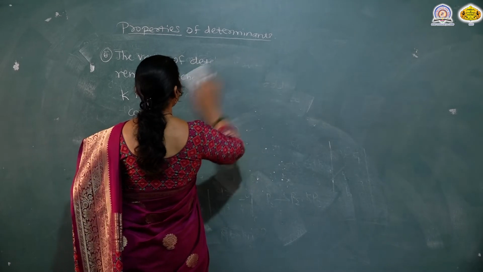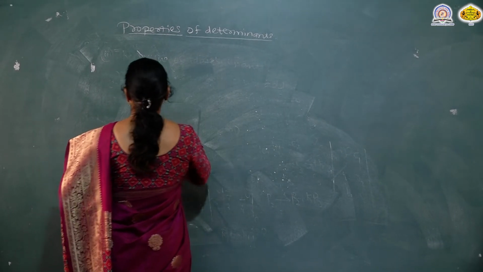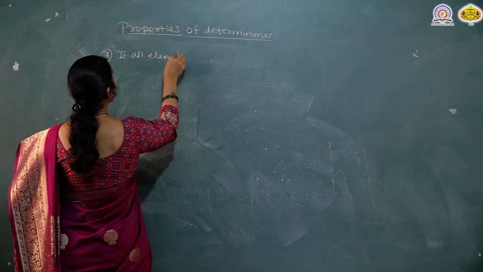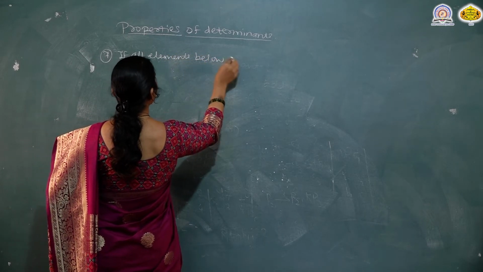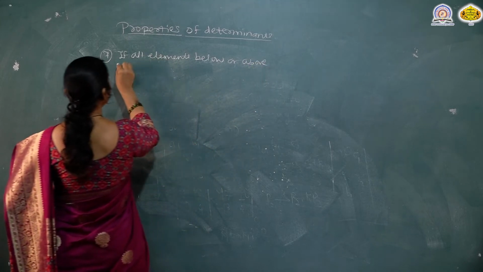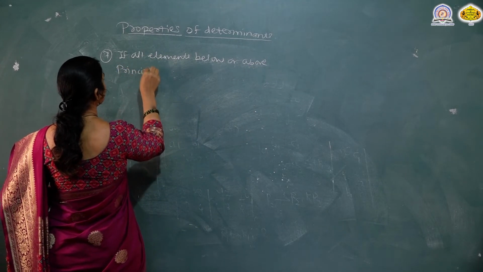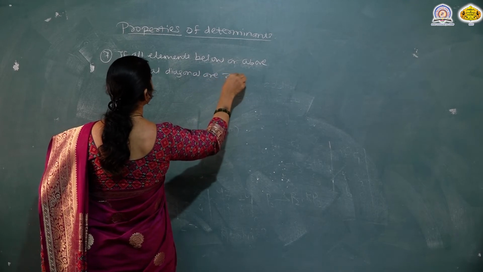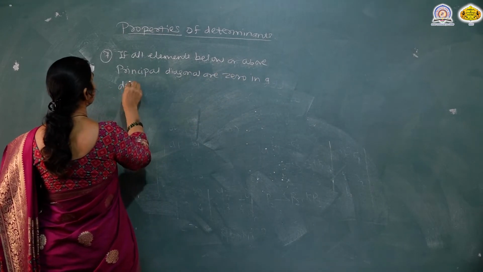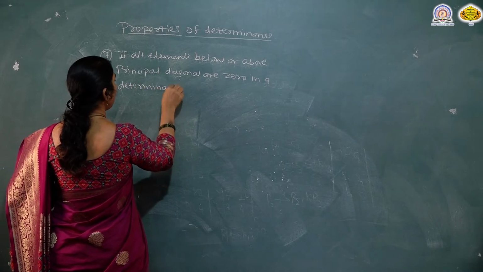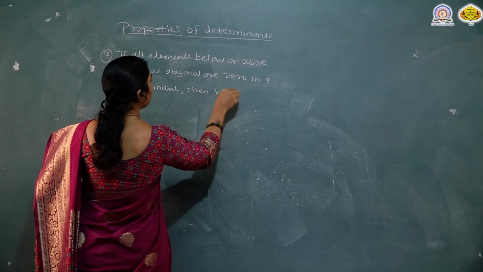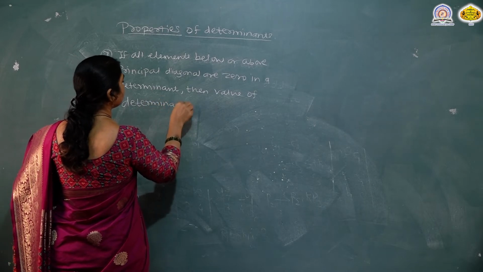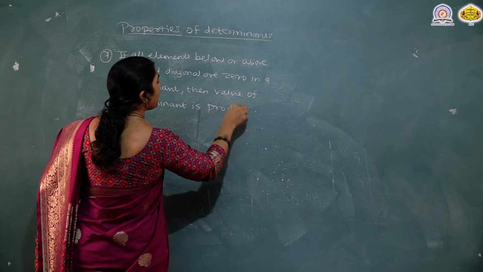One of the important properties of determinant is, if all elements below or above the principal diagonal are 0 in a determinant, then the value of determinant is product of diagonal elements.